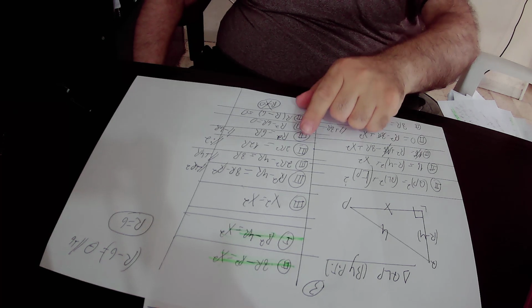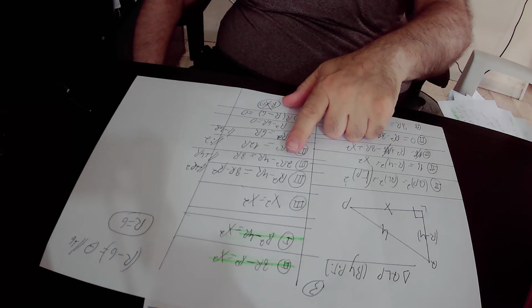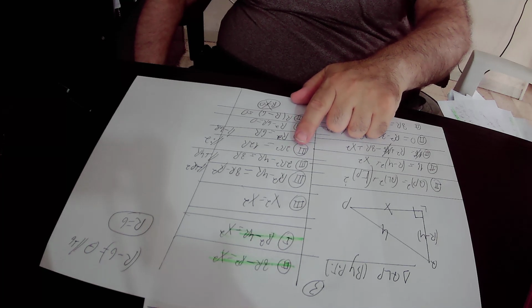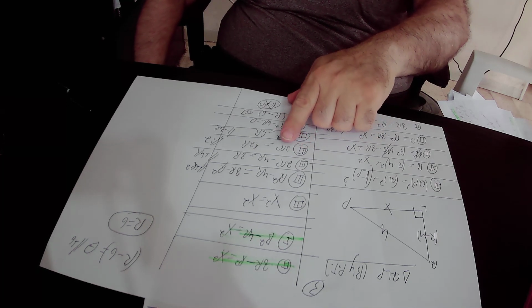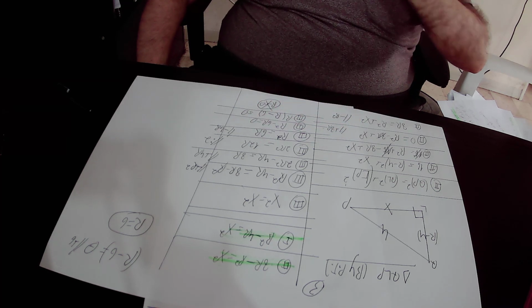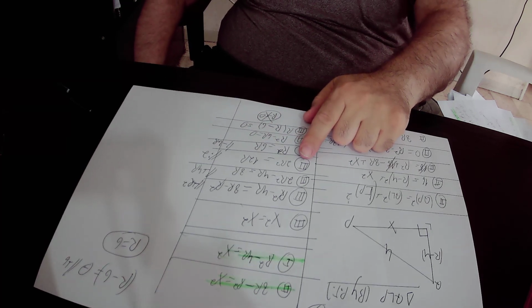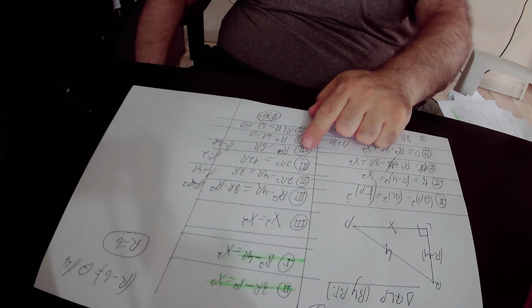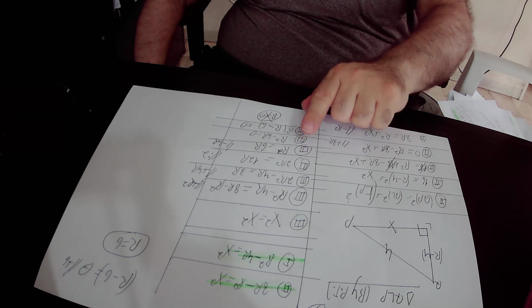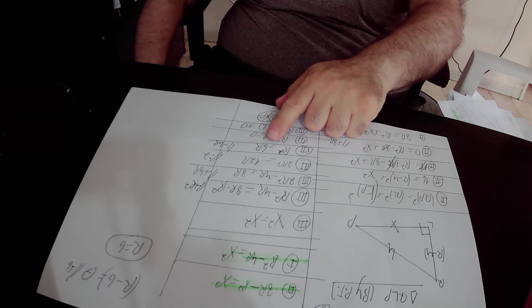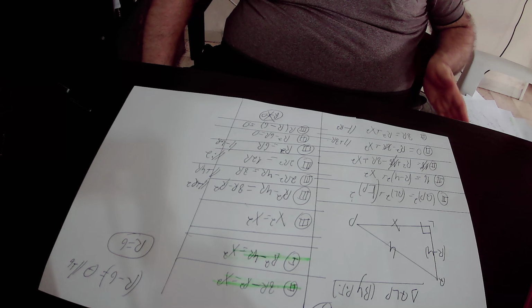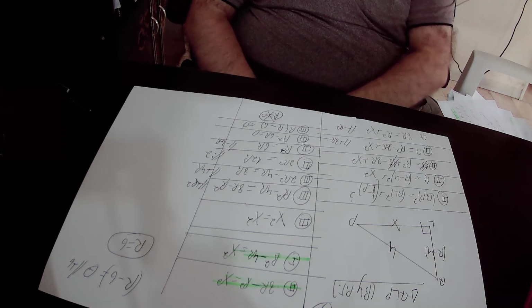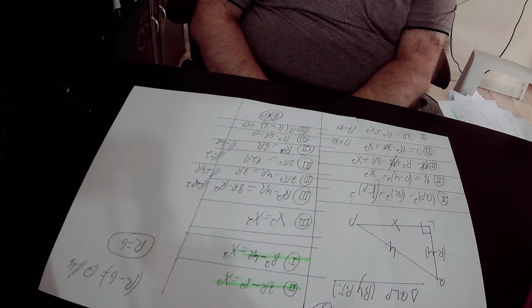So here we added R squared to this equation number 3, and found out that R squared plus R squared is 2R squared minus 4R equals 8R. Here we added 4R to this equation number 3, and found out that 2R squared minus 4R plus 4R is 0, and 8R plus 4R is 12R. So in conclusion, according to equation number 3, 2R squared equals 12R.